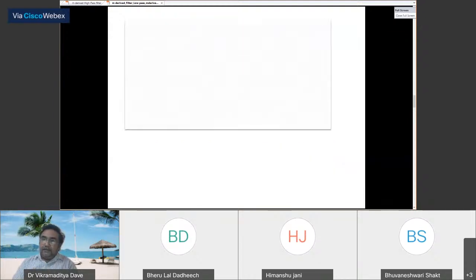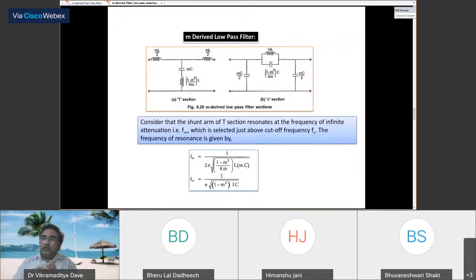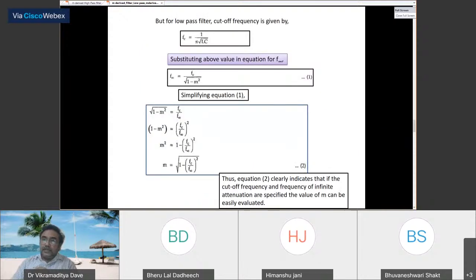Then we went through the derivation of the M-derived low pass filter, where we used the concept of the frequency of infinite attenuation, f infinity. It is selected in a low pass filter so that it is greater than the cutoff frequency, meaning it should be near about it. Greater does not mean it should be at a very infinite place, because had it been infinite, then M would be equal to 1. So we choose f infinity, and after choosing f infinity, we find the value of M. M comes out to be the square root of 1 minus (fc upon f infinity) whole squared.